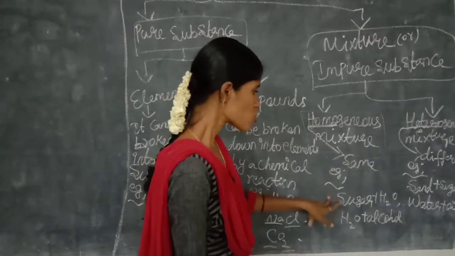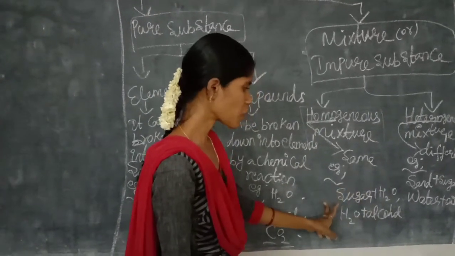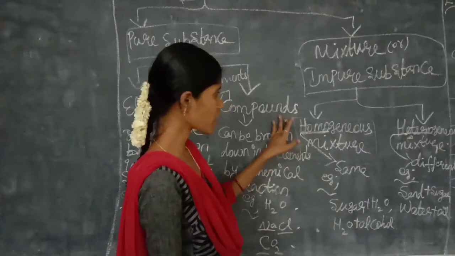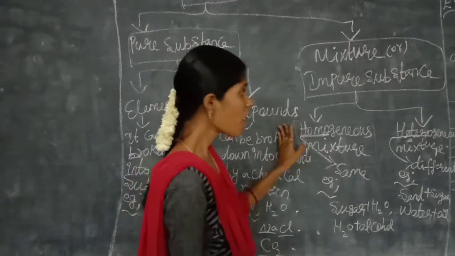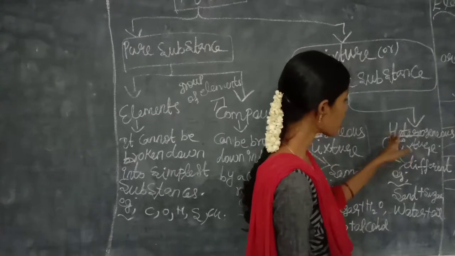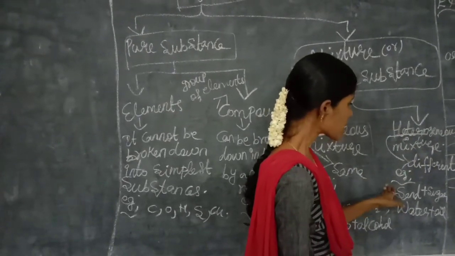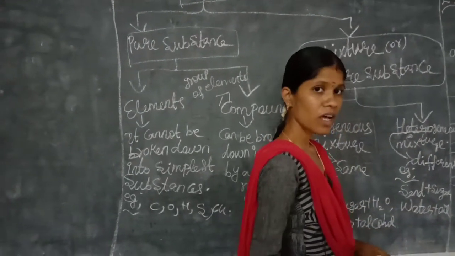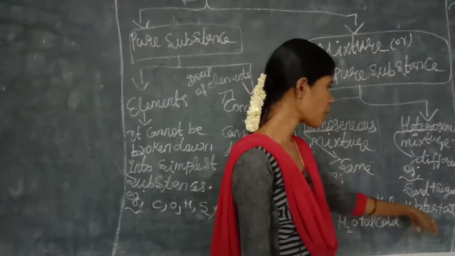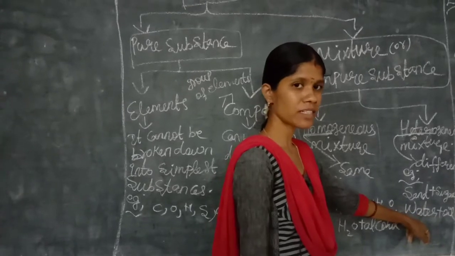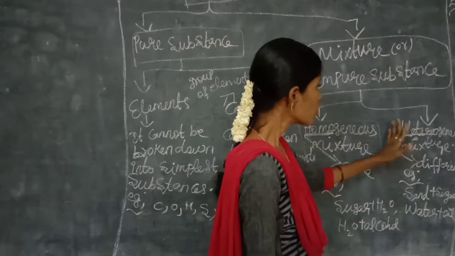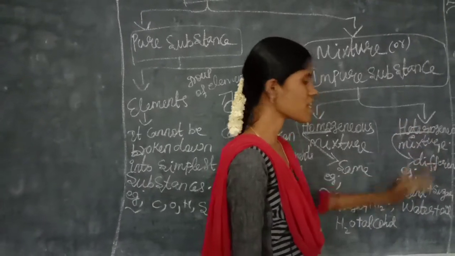For example, sugar plus water or water plus alcohol. They mix in any ratio, that's why they are called homogeneous mixtures. Whereas in a heterogeneous mixture, hetero means different. For example, sand plus sugar, or water plus oil. We can easily separate the water and oil, they do not mix in any ratio. So that's why they are called heterogeneous mixtures.